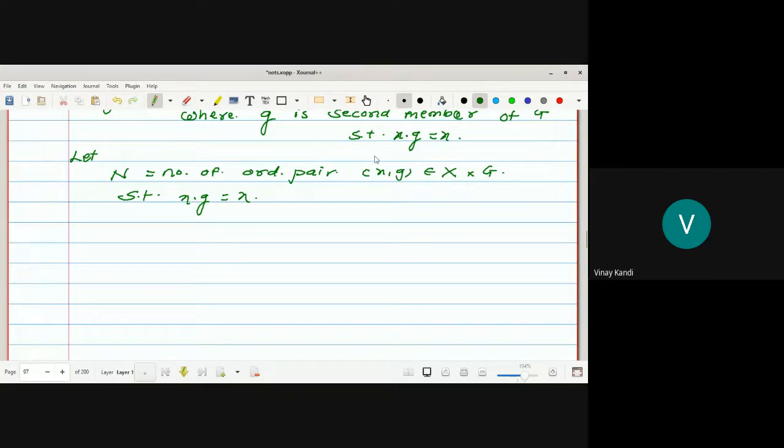That means how many total numbers do I have? The total number of ordered pairs belonging to X cross G such that this condition holds. Okay, so what is N? That implies capital N is equal to the summation over g belonging to capital G of the order of xg.